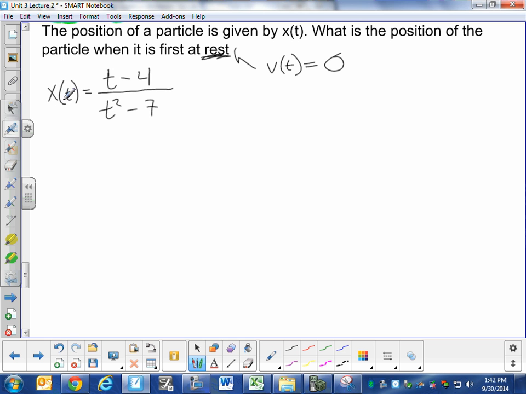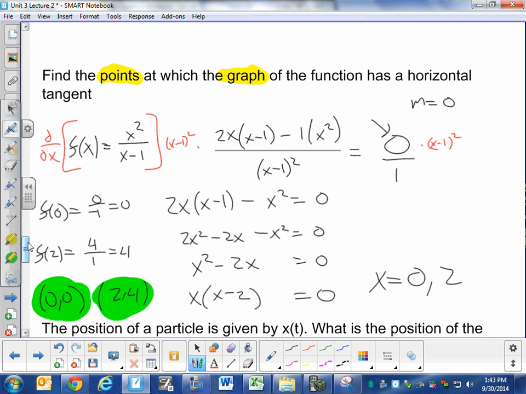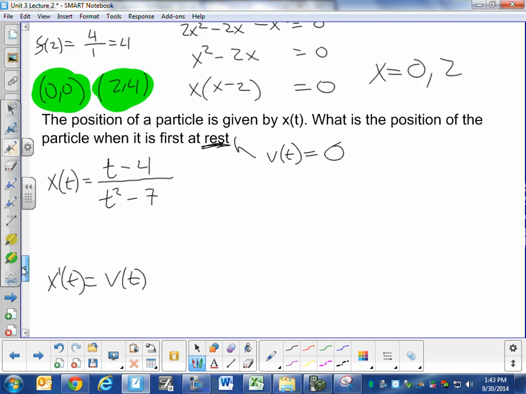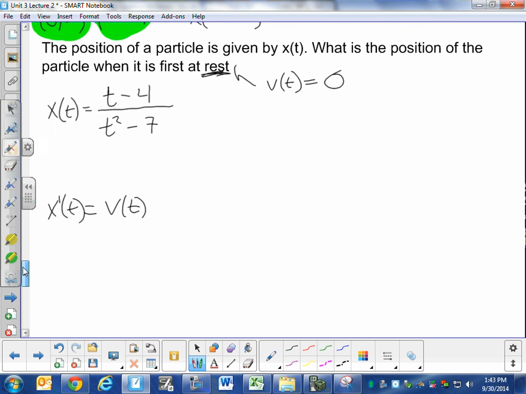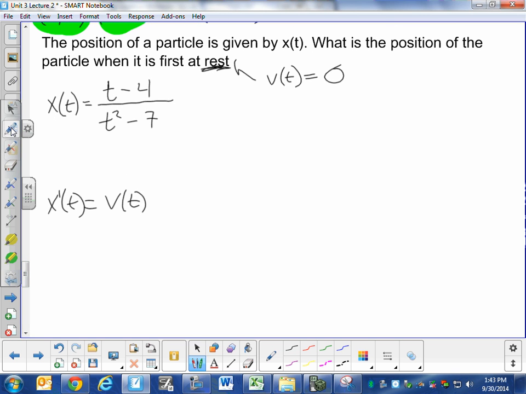So I'm given position, I need to figure out when the velocity of this particle that has this position function equals 0. Well, we know that the derivative of position equals velocity. So, turns out this question, though it seems a lot different, is the exact same question as this. Really, we're trying to figure out when the function has a horizontal tangent, or when the slope of this guy equals 0.